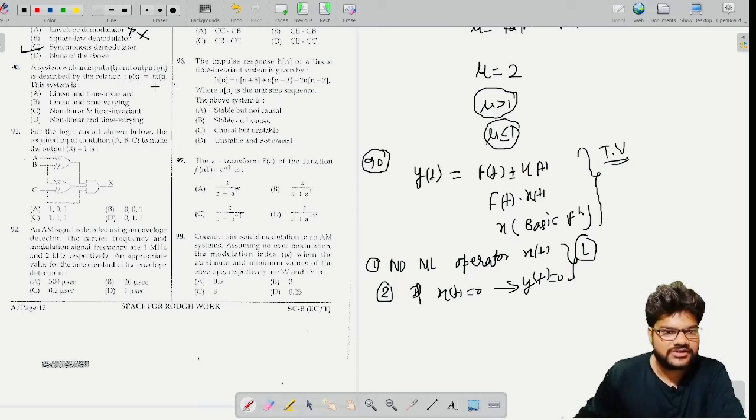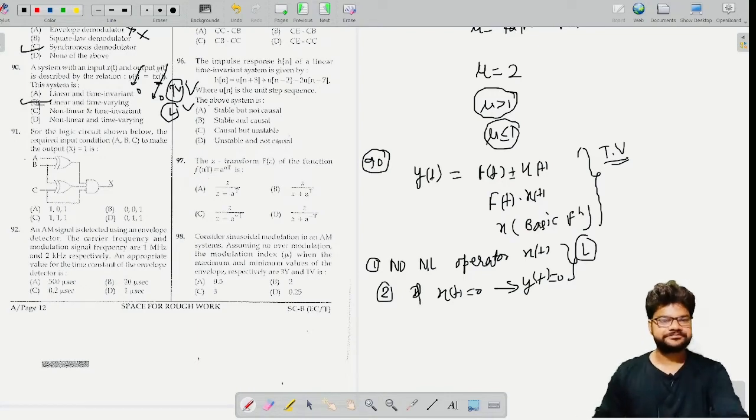If you observe, some function of time multiplied by x(t) is there, so this is going to be time variant. There is no non-linear operator on x(t), only simple x(t) is there, and if you put x(t) equals 0, then y(t) will also be 0. So this is time variant, but the linearity condition is satisfied, so this is linear and time varying. The correct option will be B.